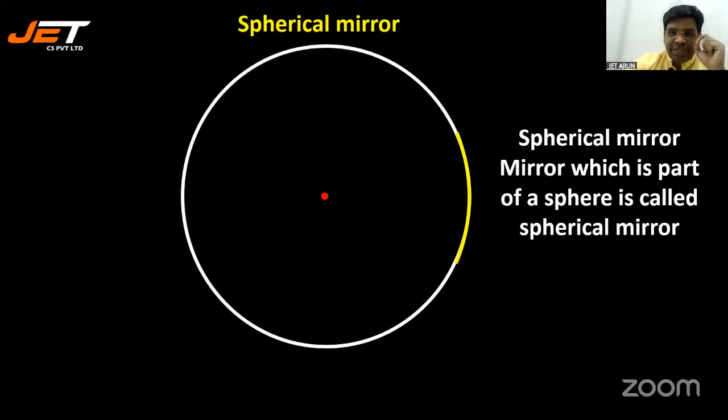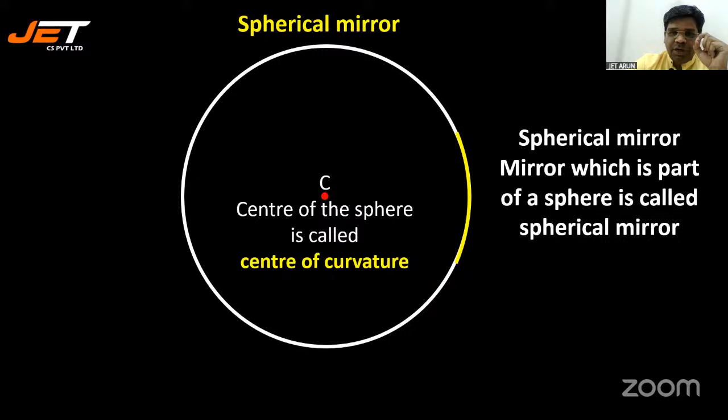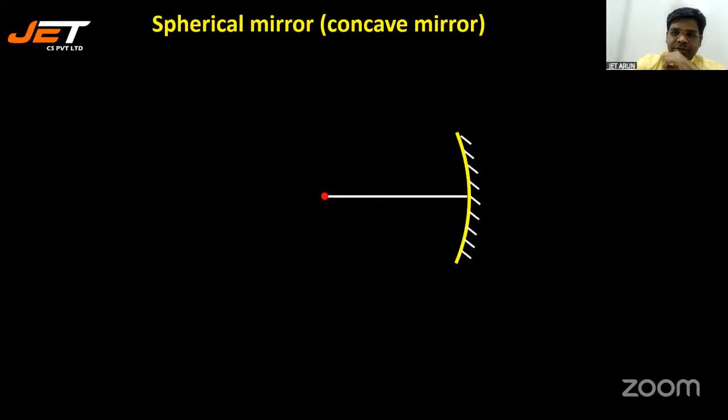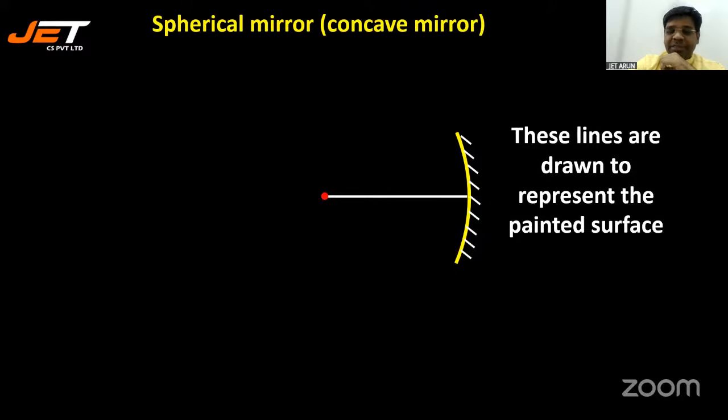Next, we have the center of the spherical mirror, which is the center of the whole sphere of which the spherical mirror is a part. It is called the center of curvature. Now let's look at the concave mirror. We represent the concave mirror by these shaded lines. These lines are drawn to represent the painted surface. The left side is the reflective surface, and the right side is the painted surface.